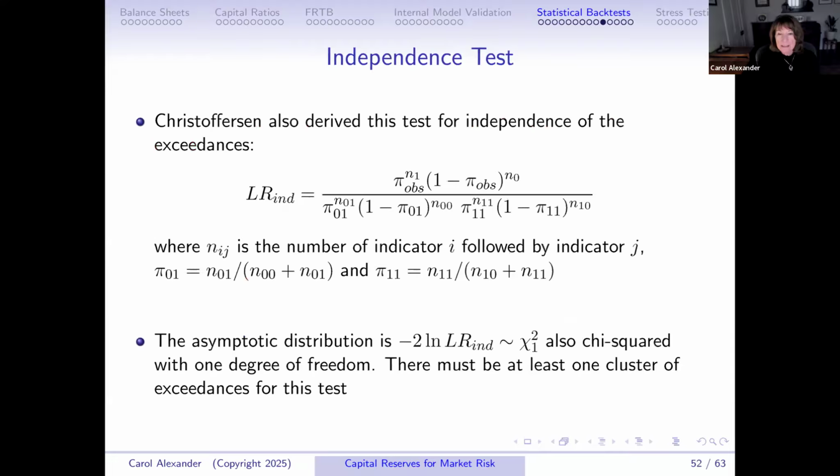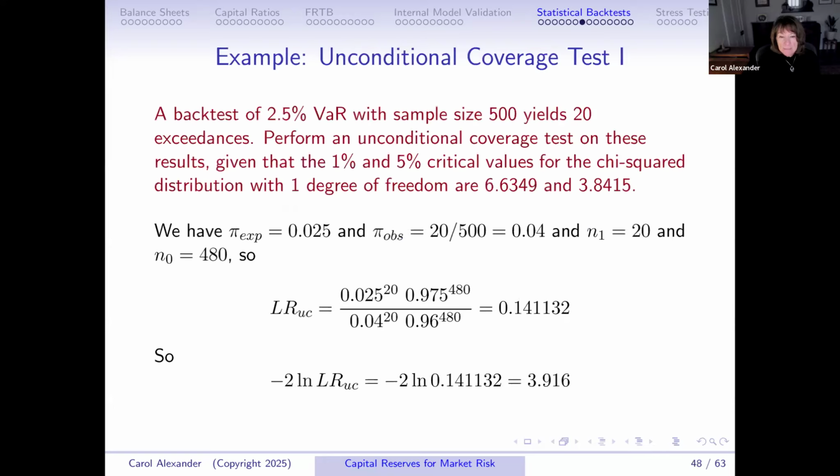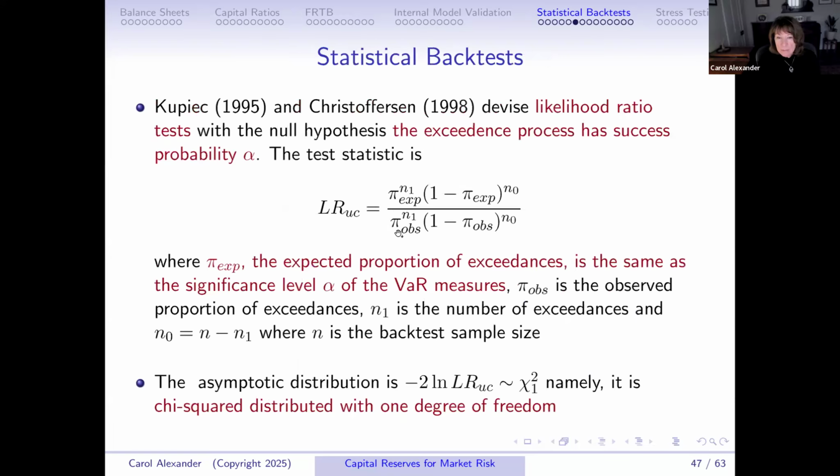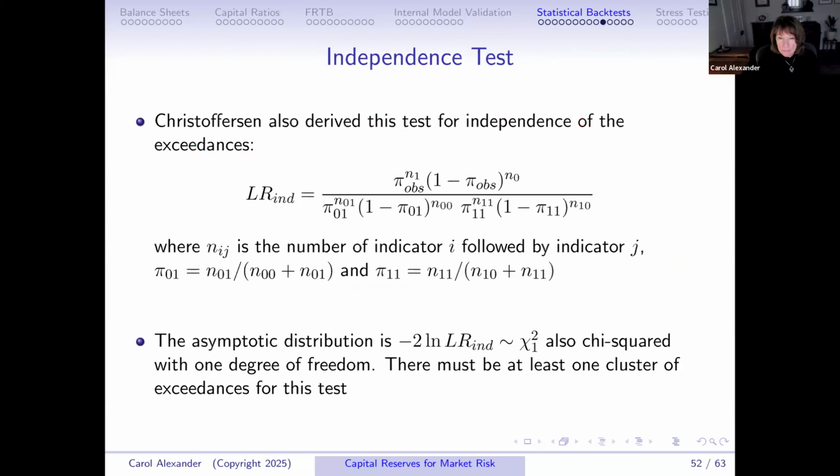So the independence test is a different test where you've got a more complicated denominator. What was in the denominator here, this pi obs N1, 1 minus pi obs N0, now goes into the numerator. And then you've got something in the denominator capturing whether a 0 follows a 1, or a 0 follows a 0, or a 1 follows a 1.